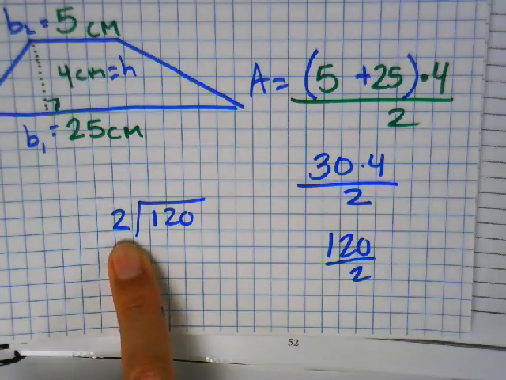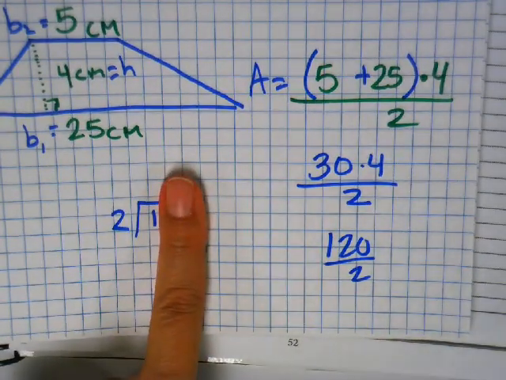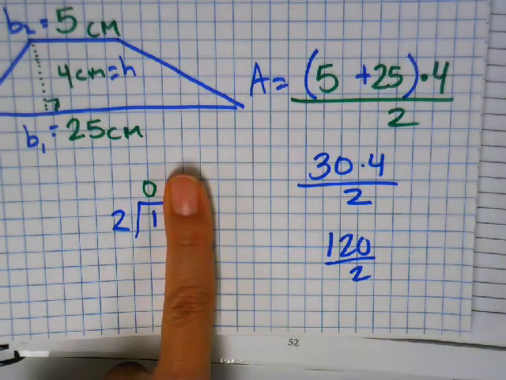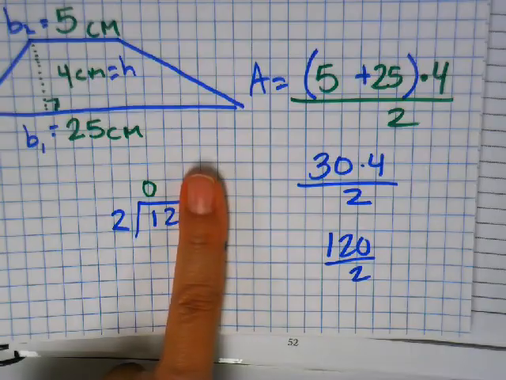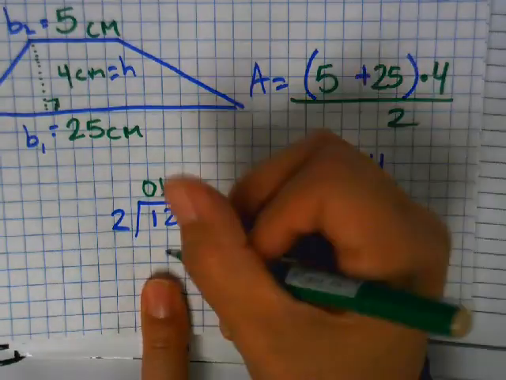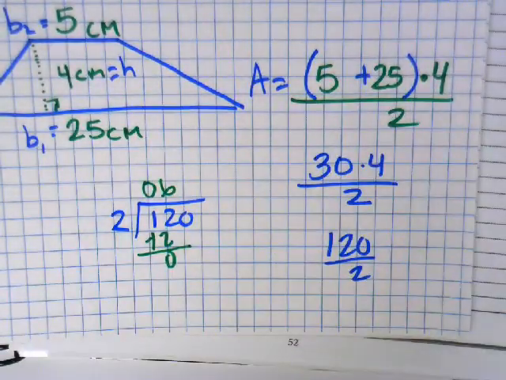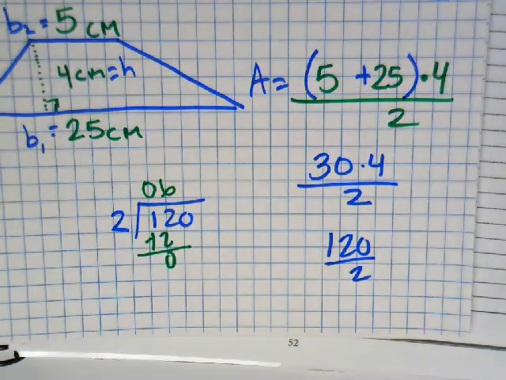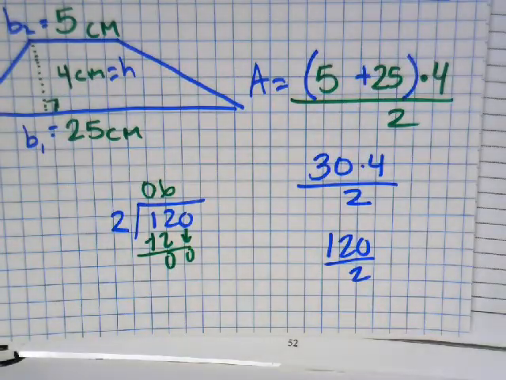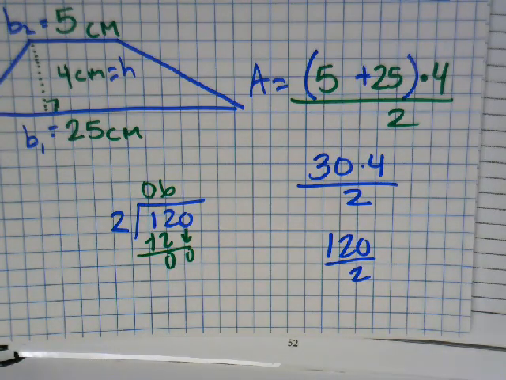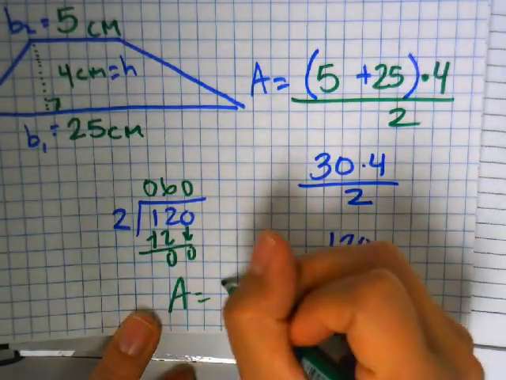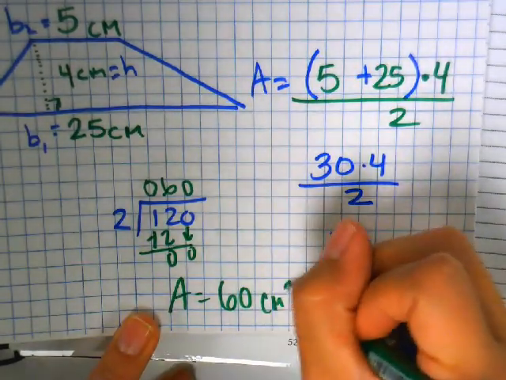We're going to take one number at a time. Does 2 go into 1? No. Put a 0, just for placeholder. I'm going to move my finger. How many times does 2 go into 12? 6. What's 6 times 2? 12. Subtract 0. Am I done? No. Is my answer 6? No. I have to drop the 0. Then you ask yourself the hardest question of the day. How many times does 2 go into 0? 0. That goes on top. And our answer is 60 centimeters squared.